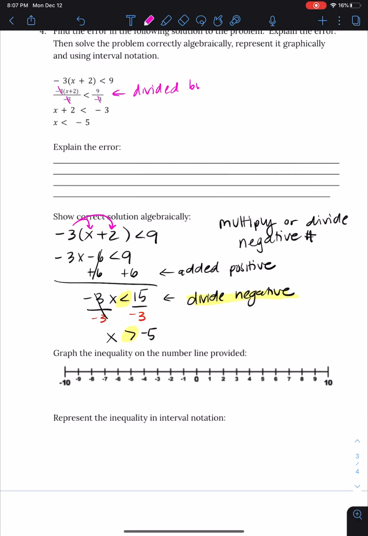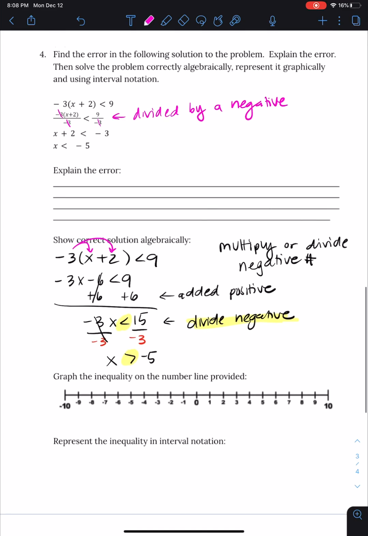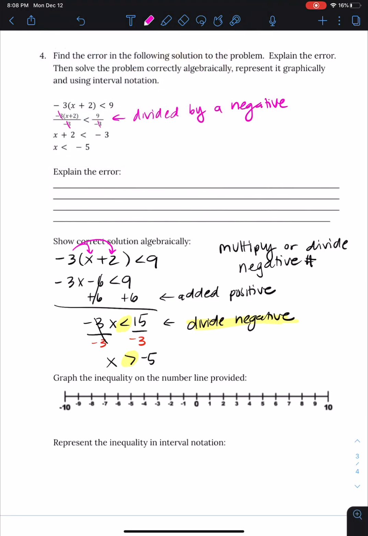All right, here they divided by a negative, but they didn't change the sign. So the sign did not change at all. So if we see here and here, the sign stayed exactly the same, even though they divided by a negative. And here's where the issue would lie. If they had changed it for x plus 2 is greater than -3, and they subtracted 2 from both sides, we would have been left with x is greater than -5, which is the correct solution.